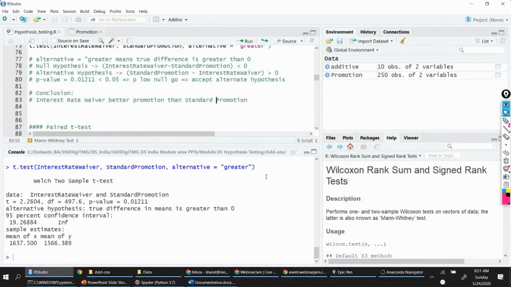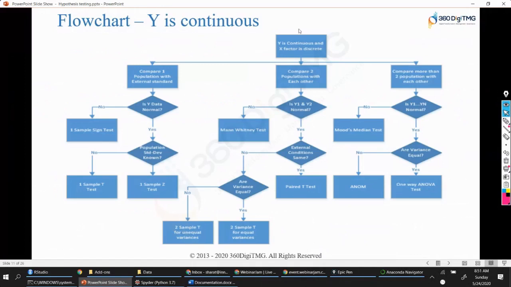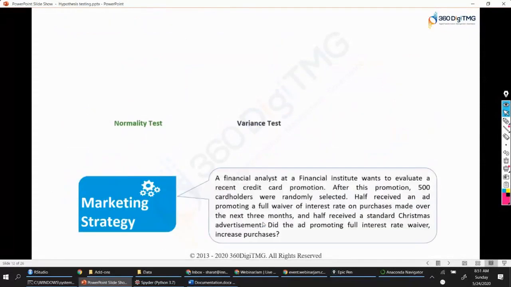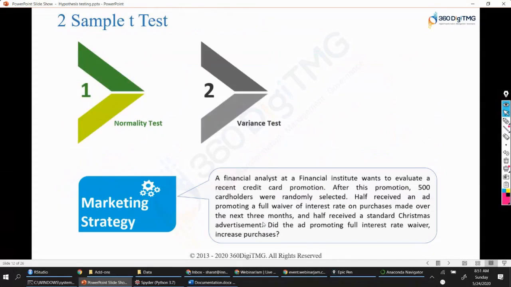Right. So this is basically how we deal with the cases where the data satisfies certain conditions. Normality, yes, the data was satisfying. External conditions, they were not the same. So we came here, then we verified the variance test. And based on these results, we followed two sample t-tests for equal variances. Right, two sample t-tests for equal variances is what we did.